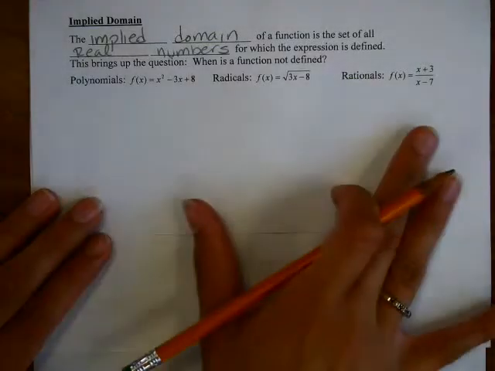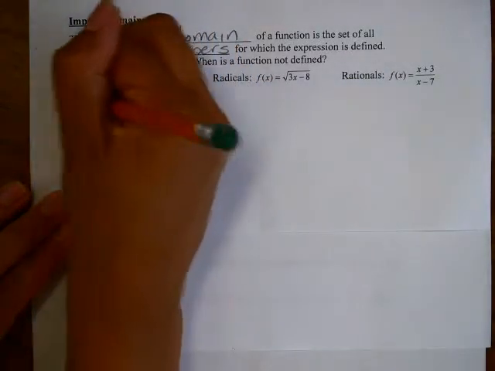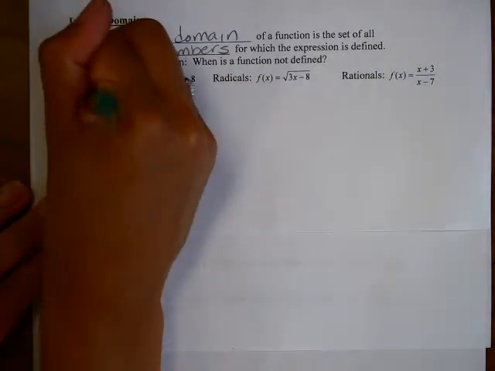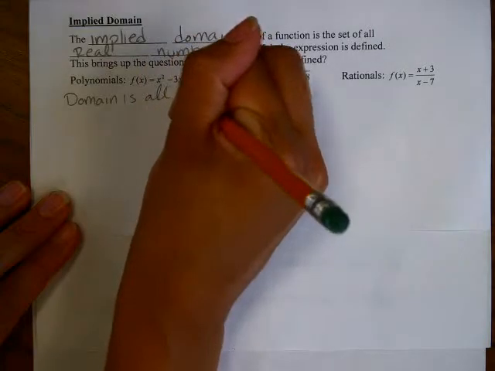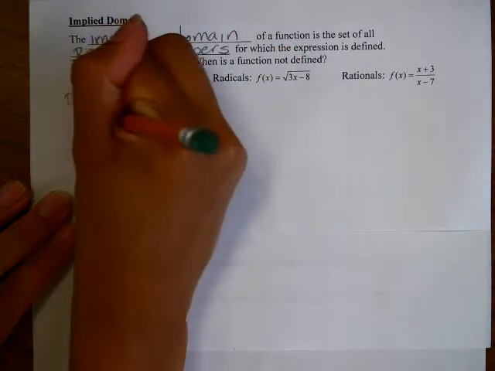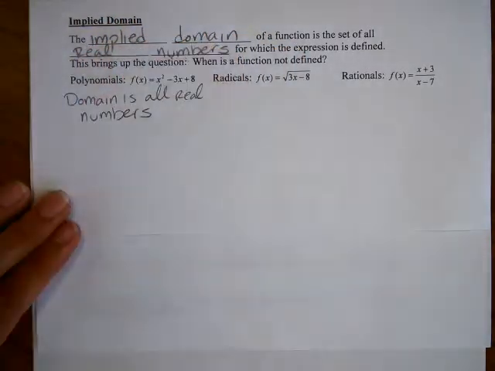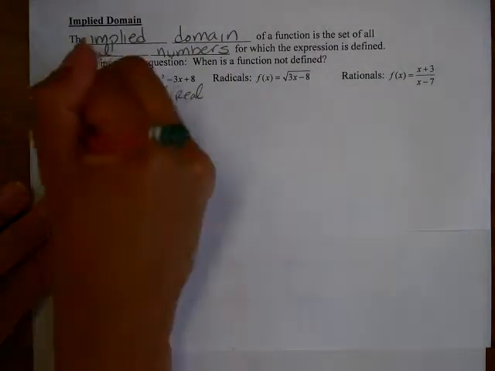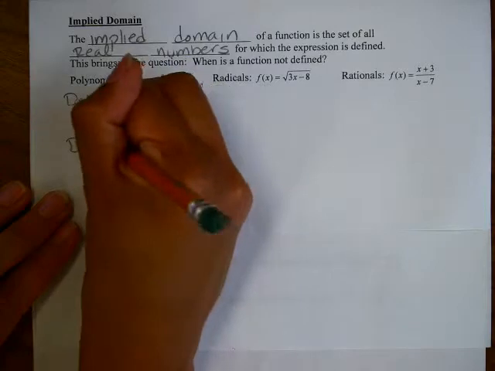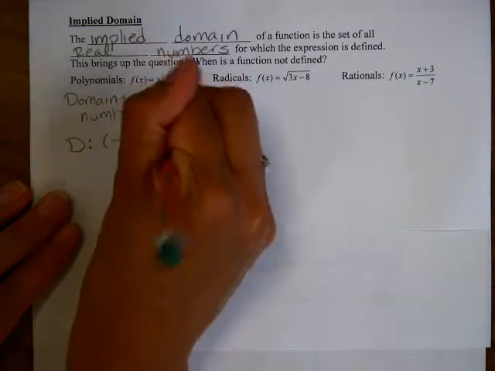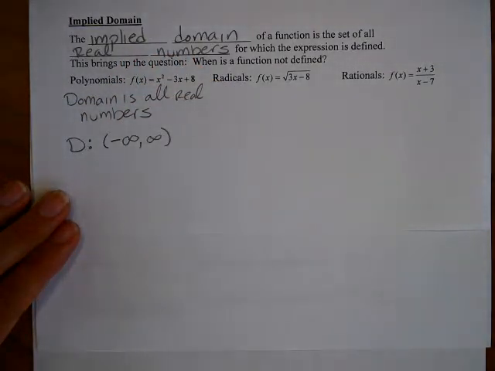So for any polynomial, the implied domain is all real numbers. In interval notation, we would say every single number, so from negative infinity up to positive infinity.